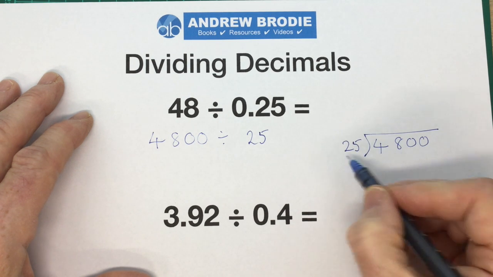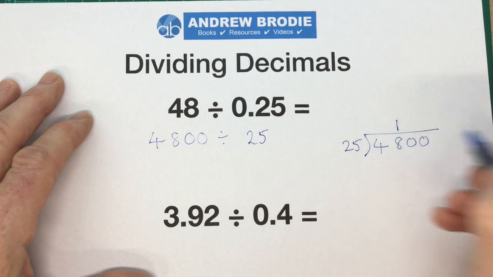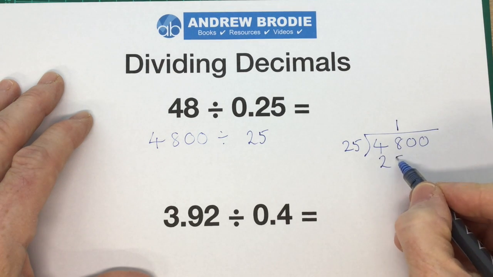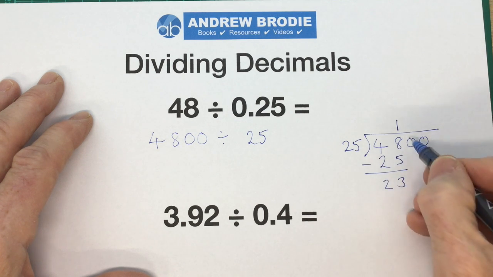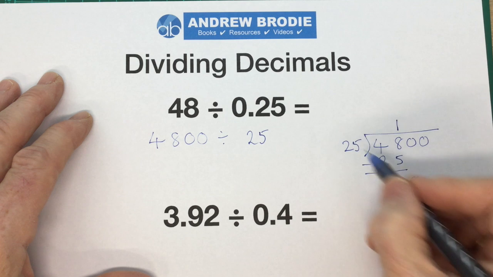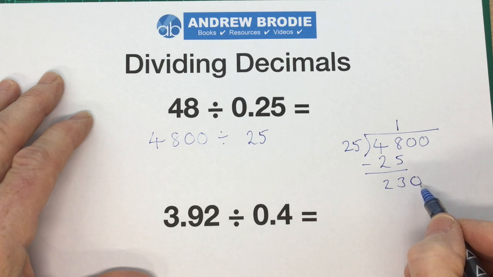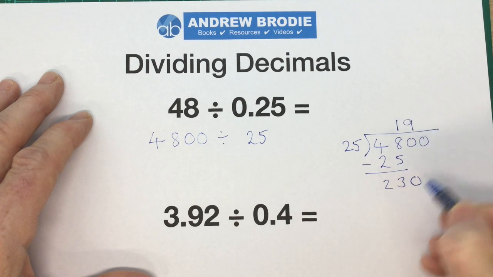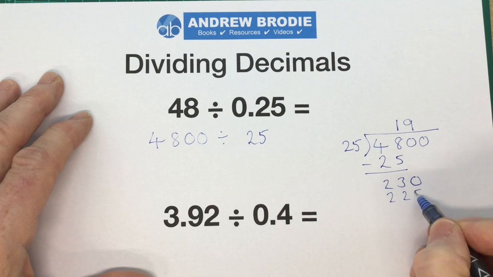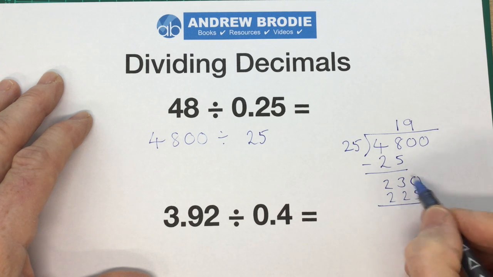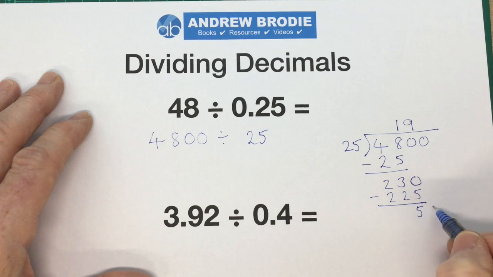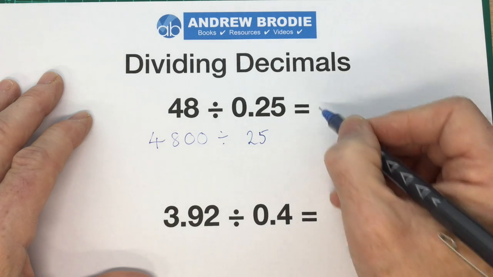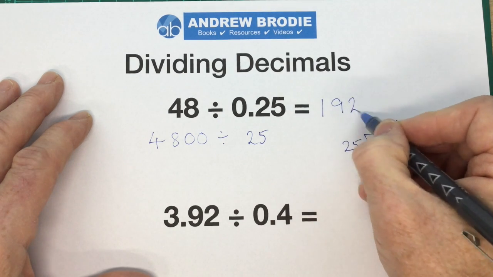25 into 4 won't go. 25 into 48 goes once. And we can do this as a long division. 8 take 5 is 3. 4 take 2 is 2. Bring down that 0. 25 into 230 is actually 9, because 9 25s are 225. 230 take away 225 is 5. Bring down that 0. 25 into 50 goes 2. So the answer, 192.